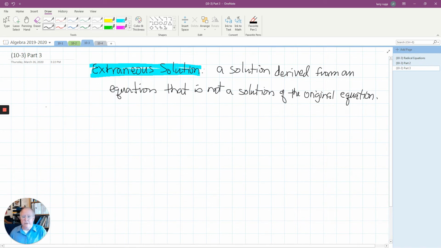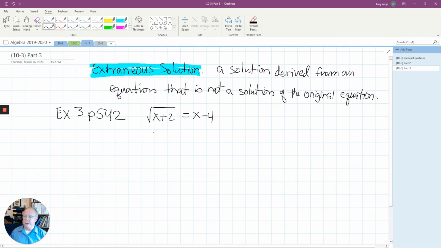Let's do example 3. That's going to be on page 542. All right, and it says to solve this: the square root of x plus 2 equals x minus 4. Haha, you say. Exactly. Okay, so that's the original equation.